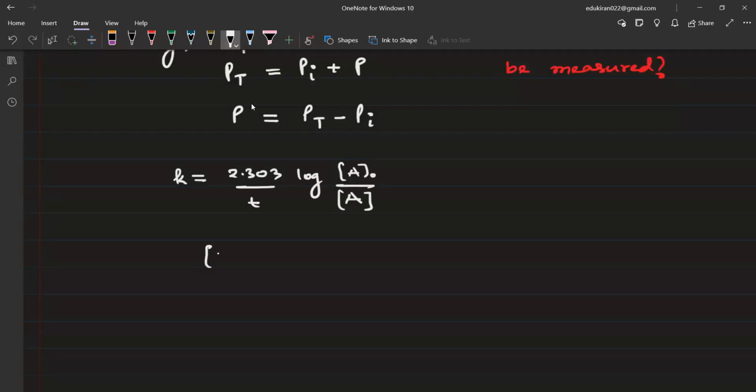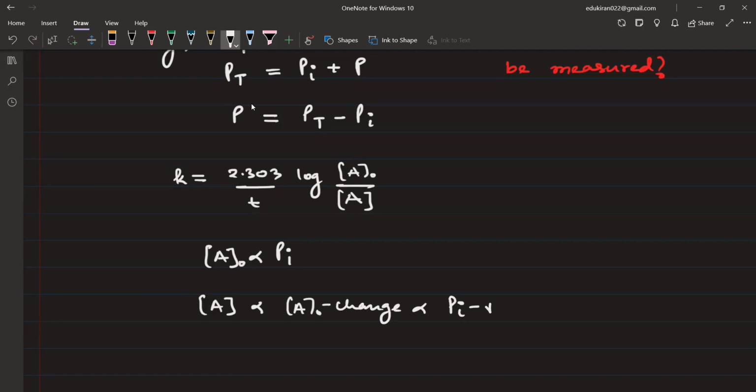Now we know that this A naught is what? Directly proportional to the initial pressure, PI, right? And what is this A? A will be directly proportional to what? The total pressure, yes or no? A जो होगा आपका, this is the remaining part, right? This is the remaining part. So wait. A will be the remaining part. That means it is A naught minus change. So that means it is equal to PI minus P.